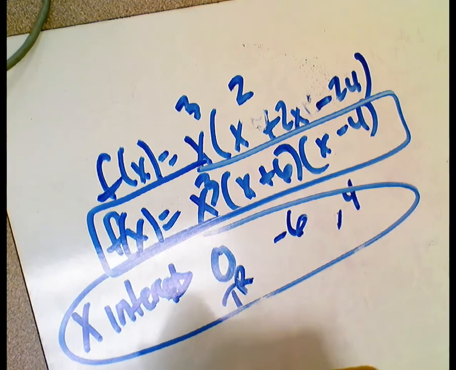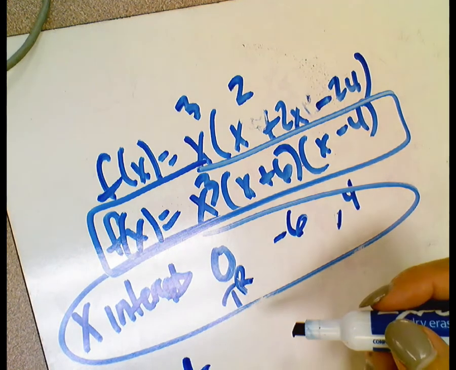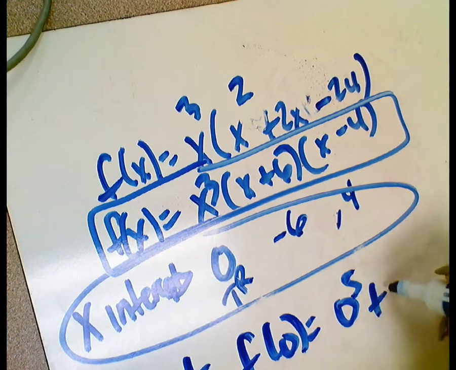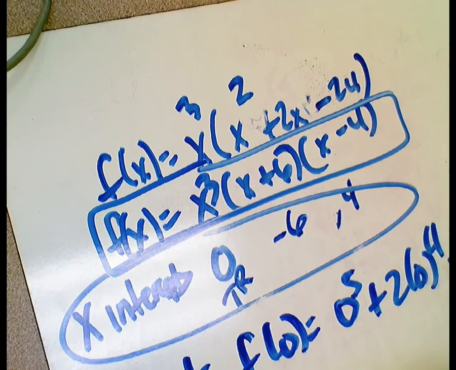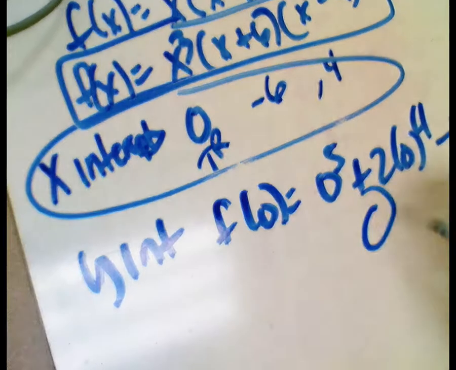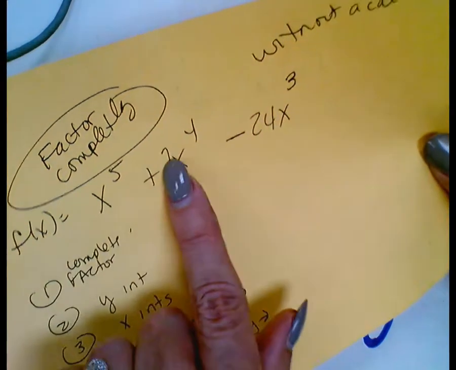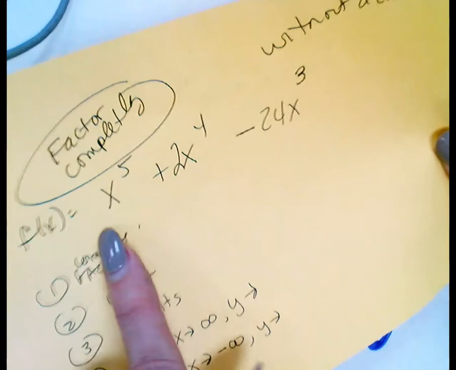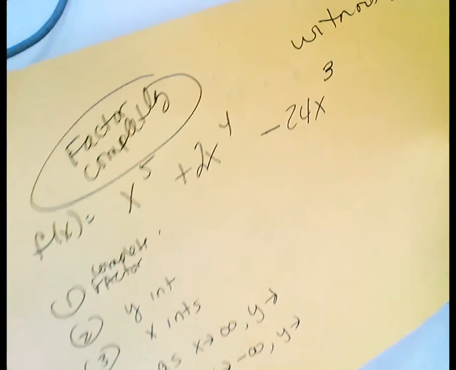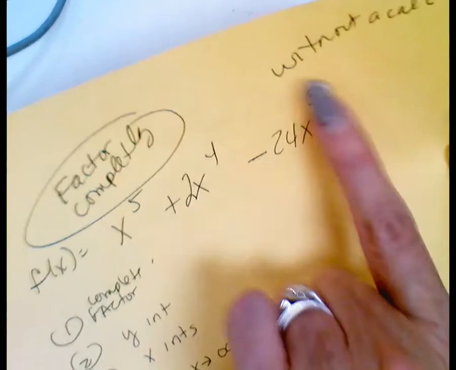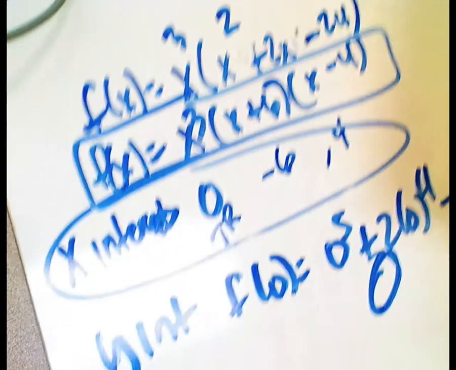Where it says y-intercept, we're going to let x equal 0 in the problem. So if you let x equal 0 in the original problem, it's all 0. So the y-intercept is 0. And that's because in the original problem, they all have an x in them. So if you let x equal 0, they're all 0. So do not get stuck by thinking that's -24. Because there's an x with the 24, that is a 0. So the y-intercept is 0.